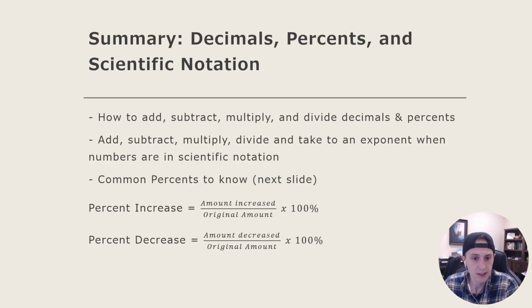All right, there's our summary slide, decimals, percents, and scientific notation. What we talked about today was how to add, subtract, multiply, and divide both decimals and percents. We talked about adding, subtracting, multiplying, dividing, and taking to an exponent when numbers are in scientific notation. We talked about common percents to know. I have that picture on the next slide, by the way. And then percent increase and percent decrease. So hopefully this was helpful.